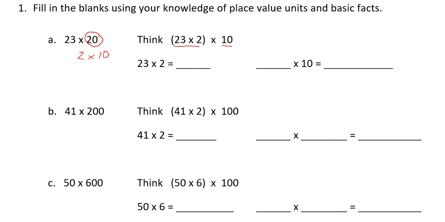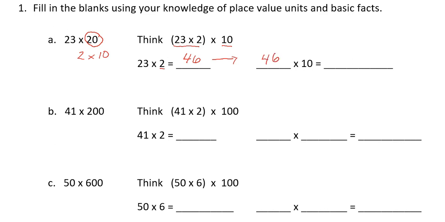So let's think of 23 times 2. Well, that would be 2 times 3 and 2 times 20. 2 times 3 is 6. 2 times 20 is 40. So 23 times 2 is 46. Now, I took it times 2, so now I have to take that answer times 10.